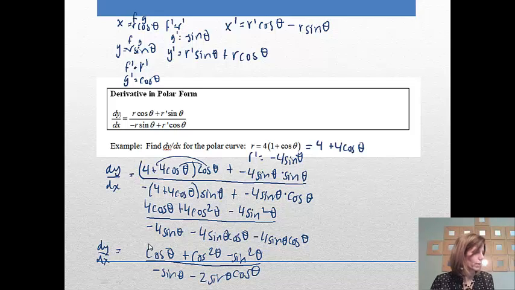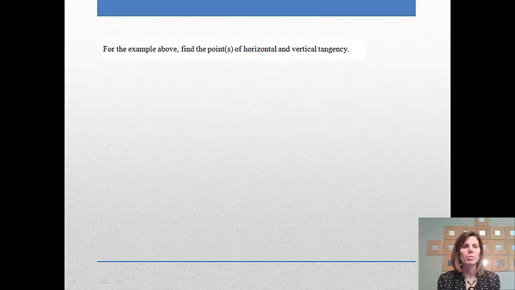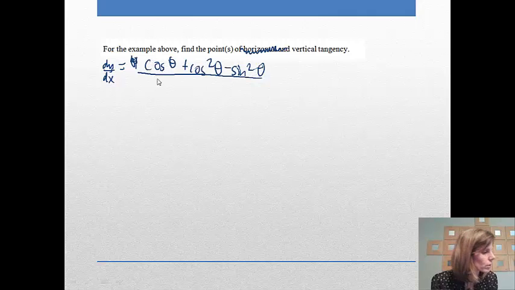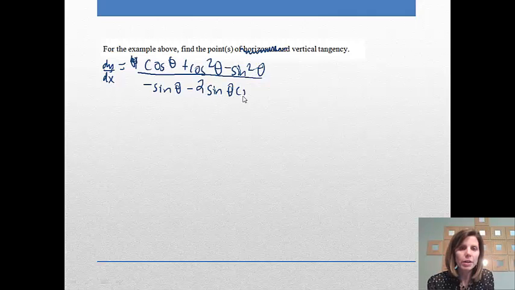Doesn't that look fun? All right, next example. It says for the example above, find the points of horizontal and vertical tangents. And I'm actually going to change this problem to make it a little bit shorter. We are just going to do vertical tangency. So what we need to do is first of all start with that derivative. If you recall, it was dy/dx equals cosine theta plus cosine squared theta minus sine squared theta, all over negative sine theta minus 2 sine theta cosine theta.